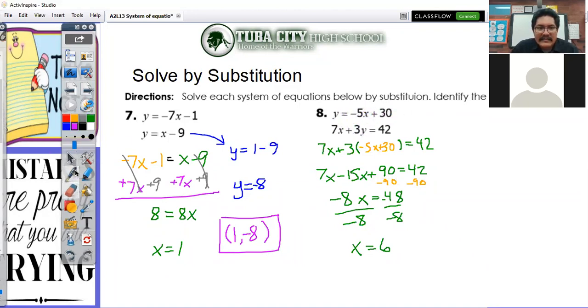So I'm going to go ahead and erase this so it'll be easier for me to plug it into either one of these. When you get here, you can plug it into your top one or your bottom one, but you can save yourself a little bit of work by picking one that might be easier to work with. I'm going to pick the top one, not because it has smaller numbers, but because the y is already by itself. So when I start plugging things in, now that I know x is equal to 6, I'm going to plug it in for x. Now, I only have to work on this side. I don't have to work on this side. I don't have to add or subtract both sides or multiply and divide both sides.